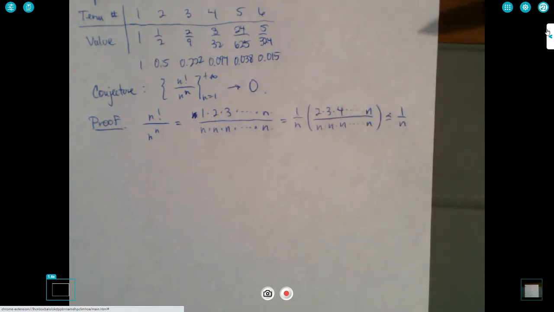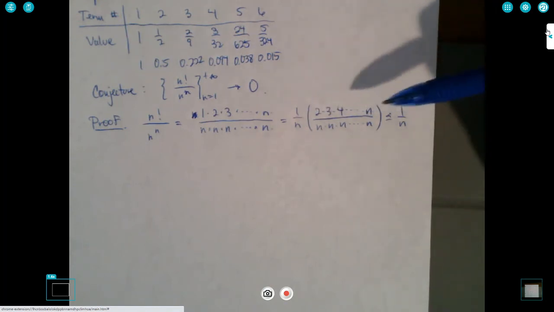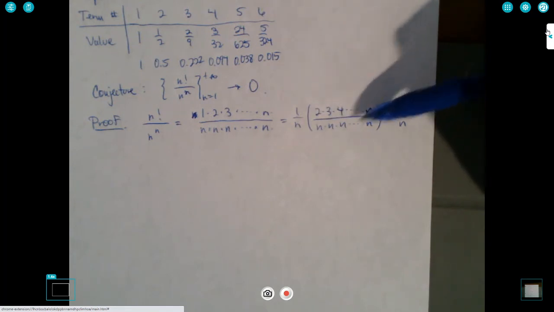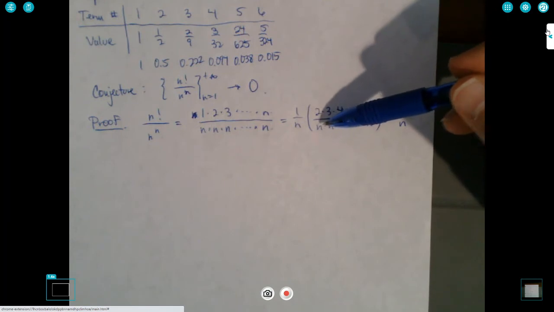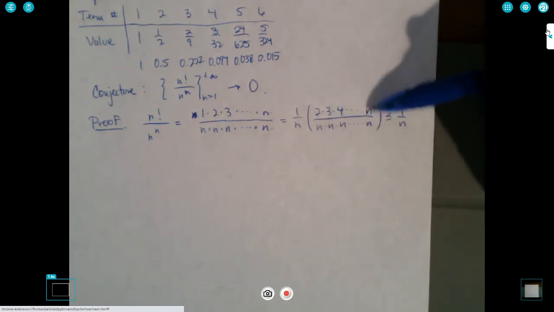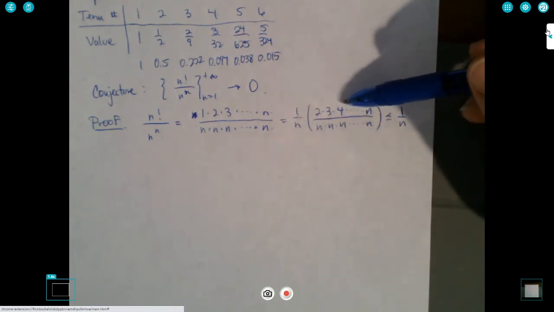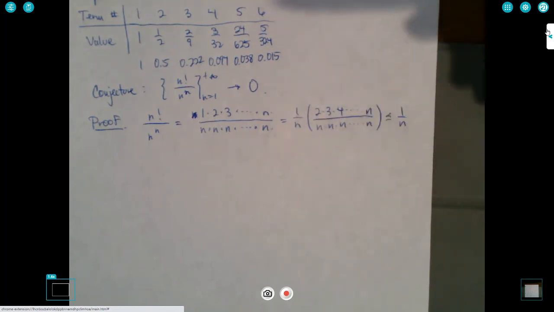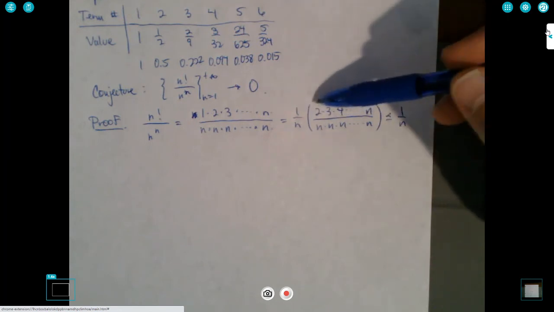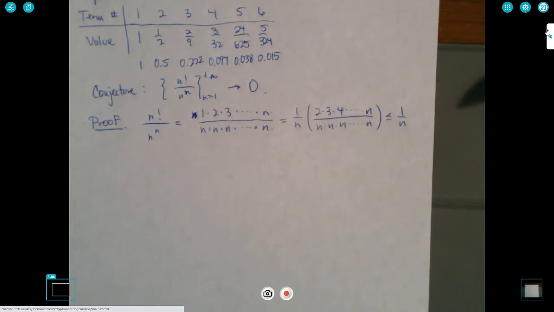Because all of the numbers that come before n are smaller than it, right? So when I'm multiplying 2 times 3 times 4 up to n, I'm going to get something smaller than when I do n times n times n all the way up to n. Whenever I have a numerator that's smaller than a denominator, that means the fraction is less than 1. And whenever I multiply something by a fraction less than 1, I get a smaller value than what I started with. So 1 over n times this fraction that's less than 1 is going to be less than or equal to 1 over n.